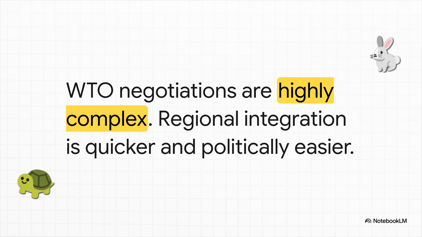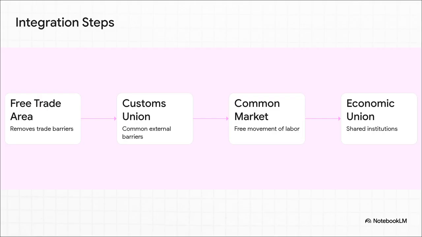So instead, countries form smaller, regional clubs. It's just much quicker, politically a whole lot easier, and it allows neighbors to rapidly speed up their economic cooperation. Let's see how this creates a sort of staircase of economic integration. It starts pretty simply. It's step 1, with a free trade area, like the USMCA between the US, Mexico, and Canada. This simply removes barriers between the members.